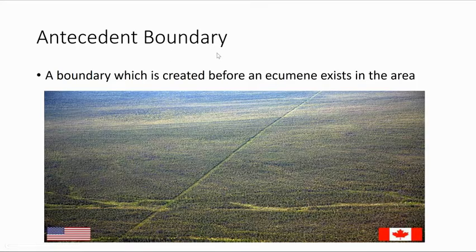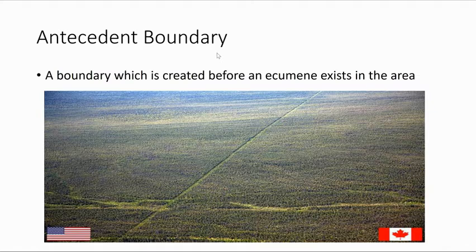All right, and then we ended in class with this one, an antecedent boundary. An antecedent boundary is something that's created before the ecumene exists. And remember that an ecumene is a part of the world where there are humans inhabiting it year round.